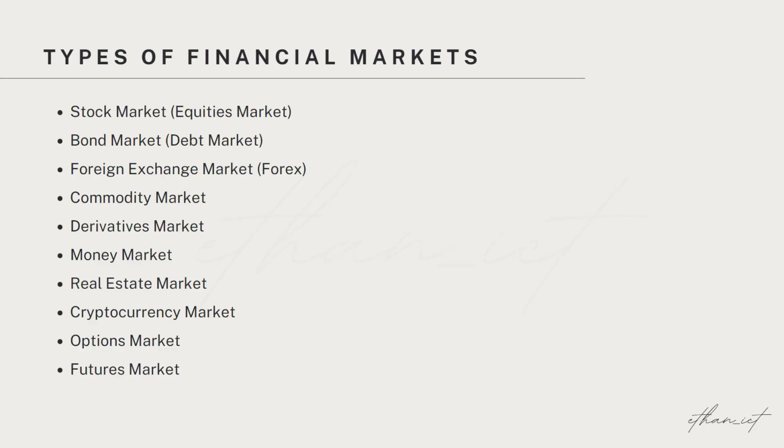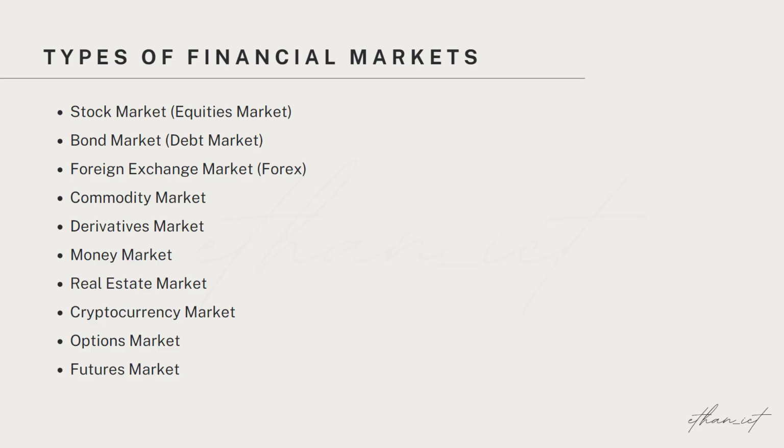Seventh is something that is more common knowledge, the real estate market. This would be a platform for buying and selling real estate properties. Participants include home buyers, real estate developers, and investors. Prices are influenced by factors like location, demand, and economic conditions.